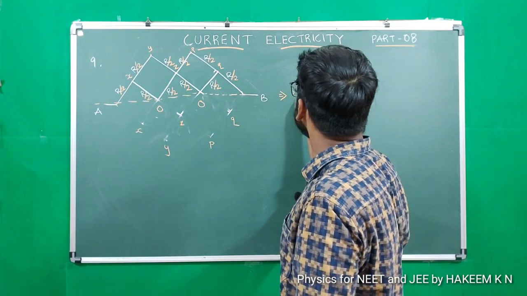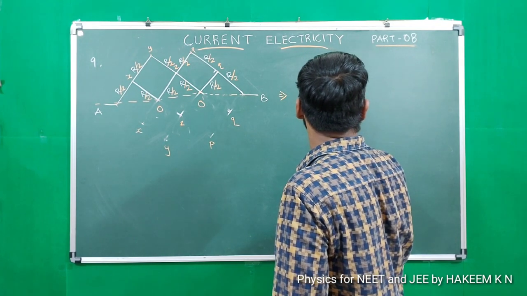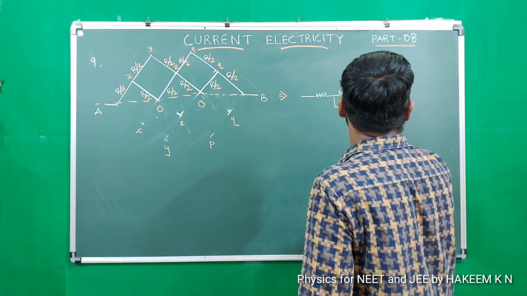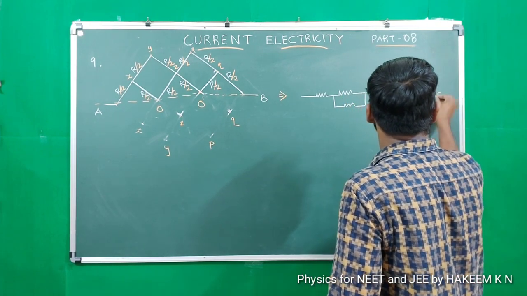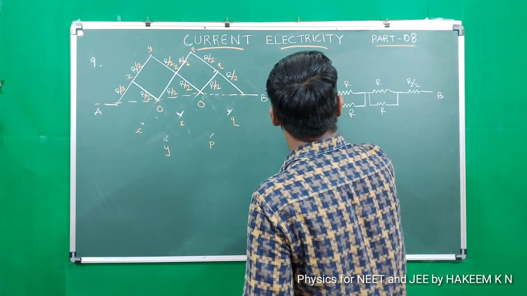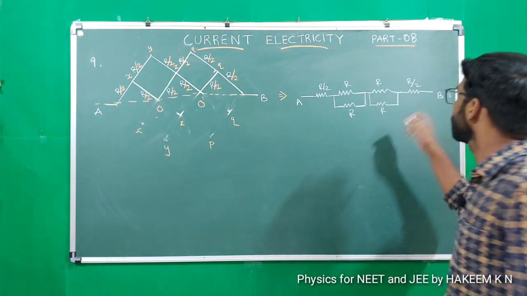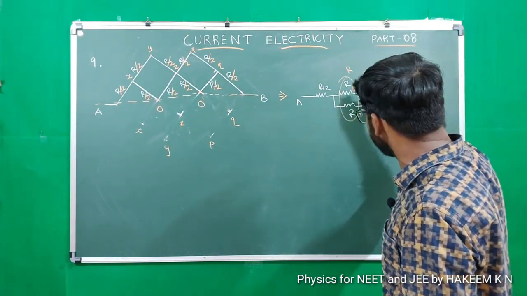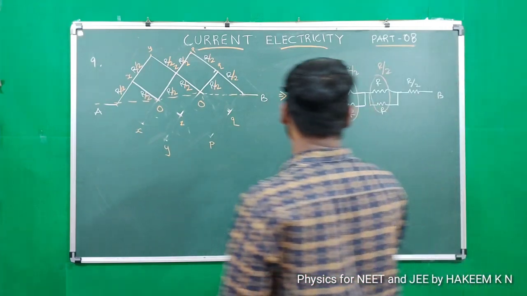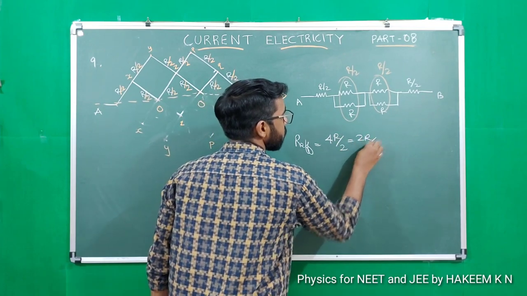Now we can draw the equivalent network. From A, there is R by 2, then 1R and 1R, again R by 2, B, R by 2. R by 2 in series with R, here also R by 2 in series with R, like that. Now R by 2 in series, R parallel, you will get R by 2. How many R by 2s are in series? 4 R by 2s are in series. So the effective is what? 4 times R by 2, we know that it is 2R.